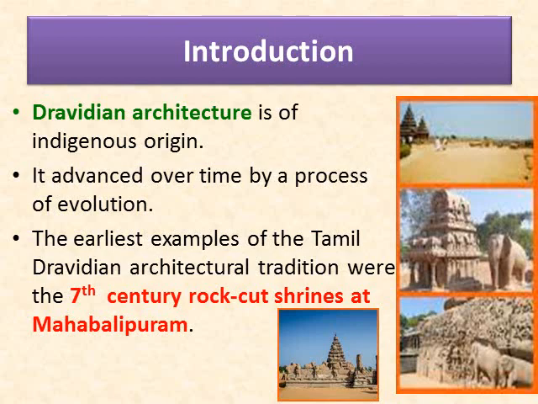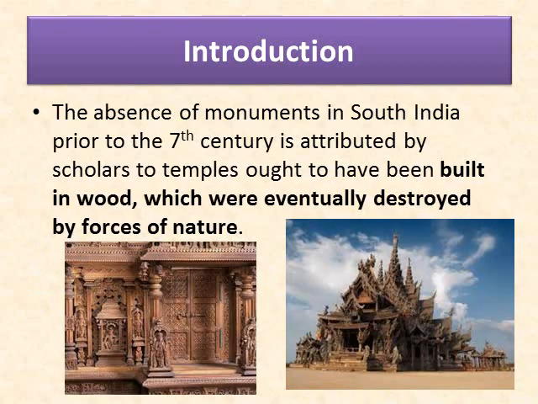The earliest examples of Tamil Dravidian architecture tradition were the 7th century rock-cut shrines at Mahabalipuram. You can find the rock-cut temples at Mahabalipuram belonging to the 7th century. Now you will be wondering, how come only from the 7th century we had monuments? That is because the absence of monuments in South India prior to the 7th century is attributed by the scholars to temples having been built in wood.